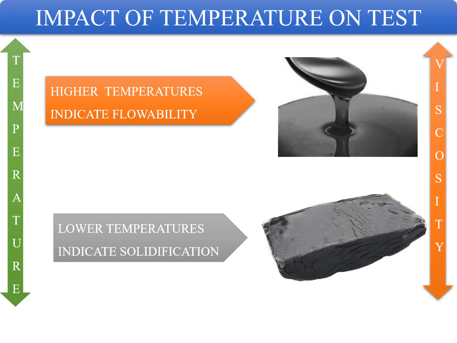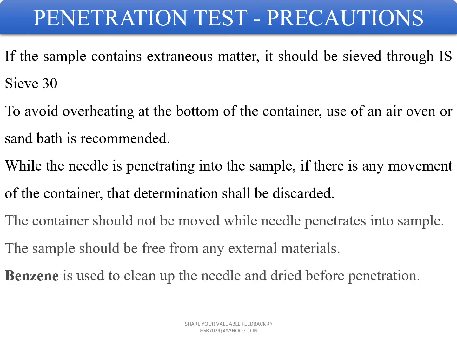So it's always important in this particular test to maintain the temperature and the conditioning of the samples as far as the testing is concerned. What are the precautions necessary to conduct the penetration test? If the sample contains extraneous matters, it should be sieved through the IS sieve number 30.